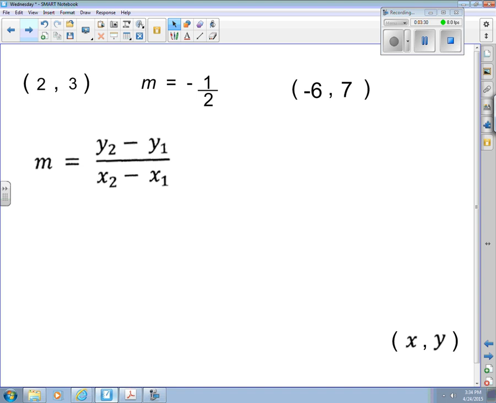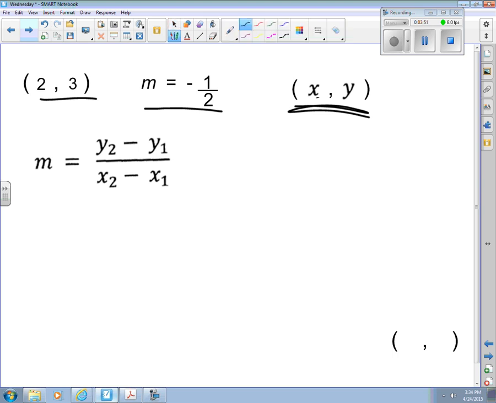And here's what we can do. Here's the situation broken down symbolically. I know the point 2, 3. I know the slope is negative 1/2. And I'm going to pretend I don't know this other point is negative 6, 7. I'm going to replace it with just any old x value and any old y value. So think of it as this is my x1, y1, and this is my x2, y2.